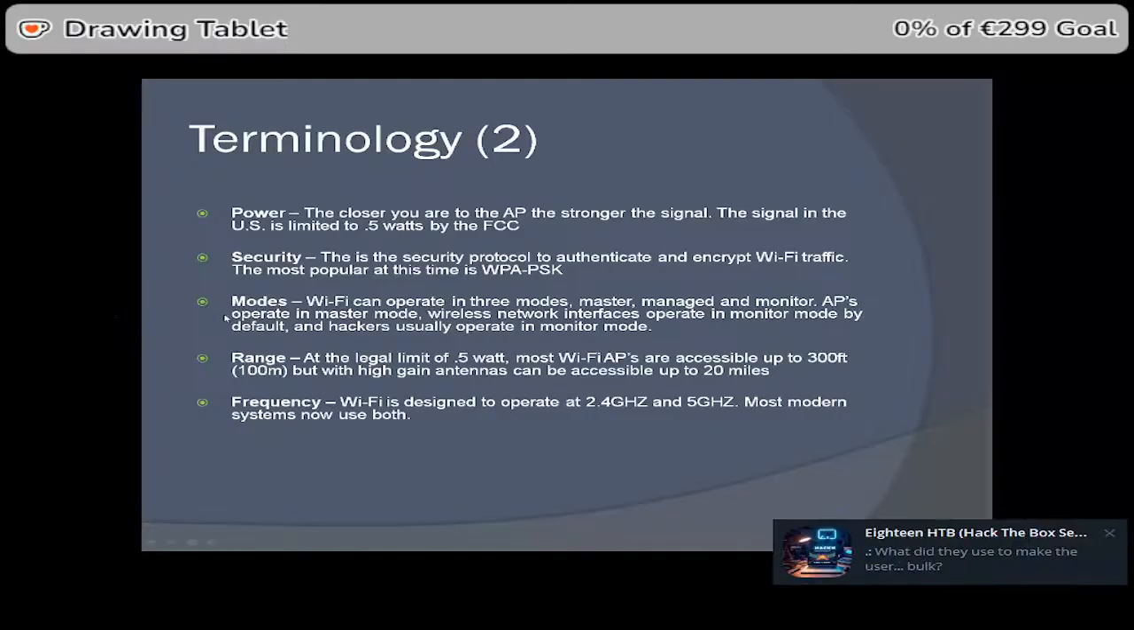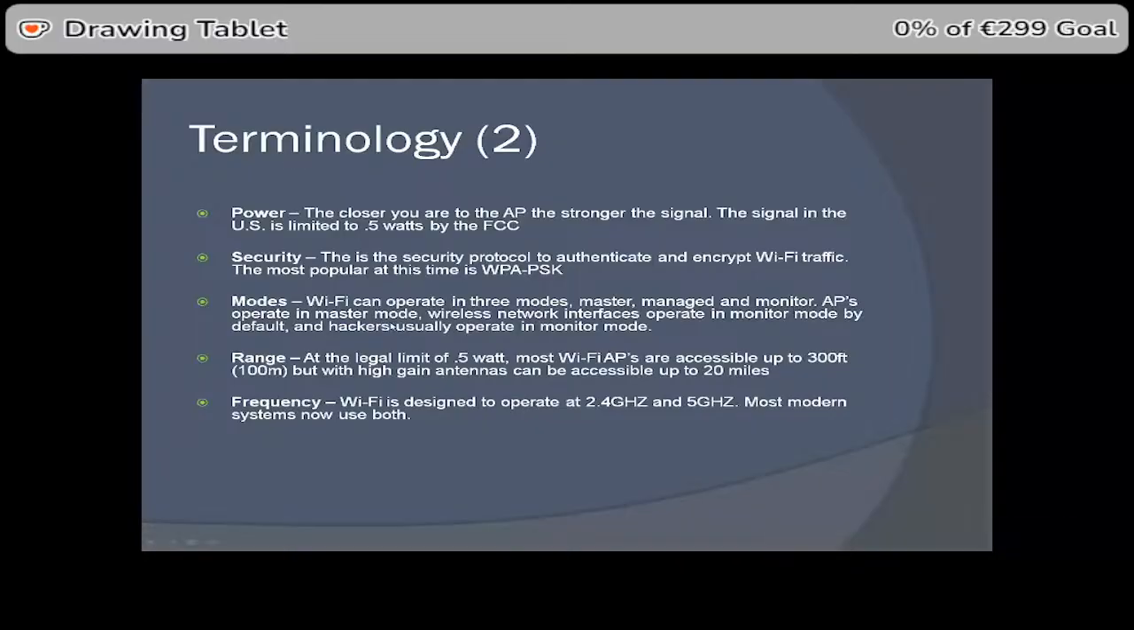Modes, this is important as we start off the class. Wi-Fi can operate in 3 modes: master, managed, and monitor. APs operate in master mode. Wireless network interfaces operate in monitor mode by default, and hackers usually operate in monitor mode. Okay, this is actually a typo here. It should be managed mode. Network interfaces operate in managed mode, and then hackers usually operate in monitor mode.